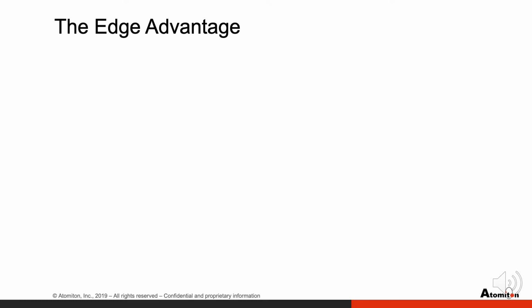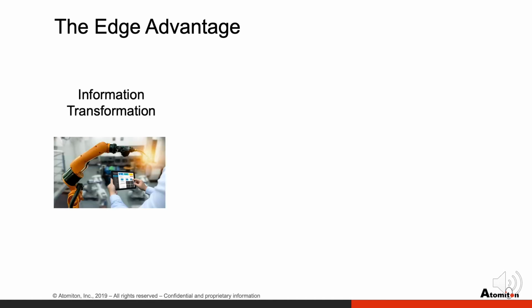Edge computing and industrial IoT applications bring real-time visibility and operational intelligence to industrial operations. Edge impacts industrial operations in three ways. One is information transformation. With all the data that resides on the edge, companies can gain a competitive advantage based on how fast they integrate, process, and analyze this data, turning it into real-time operational intelligence.